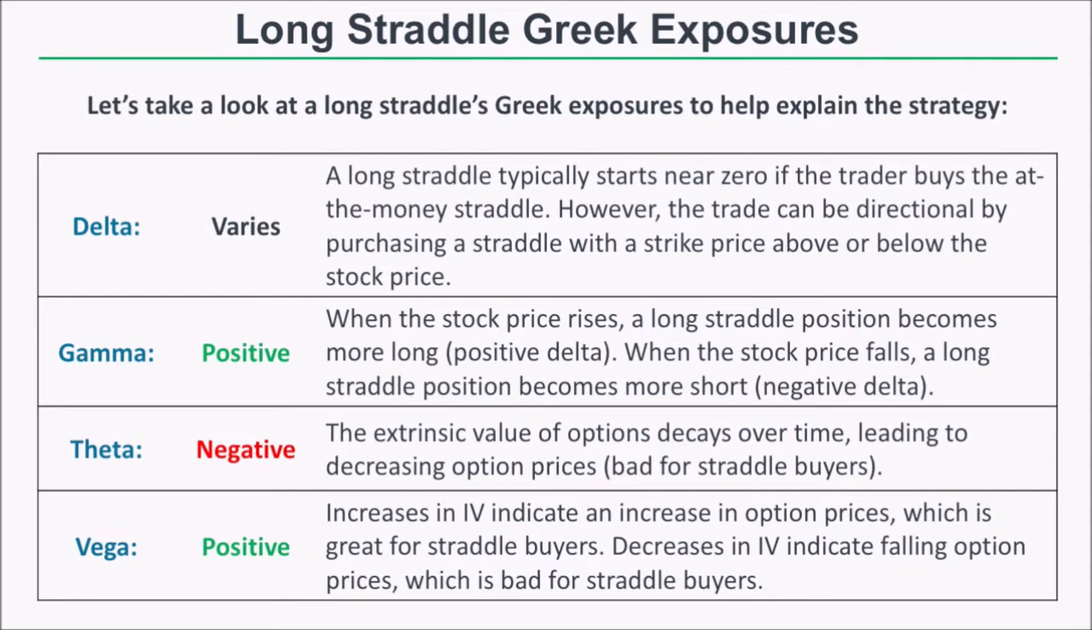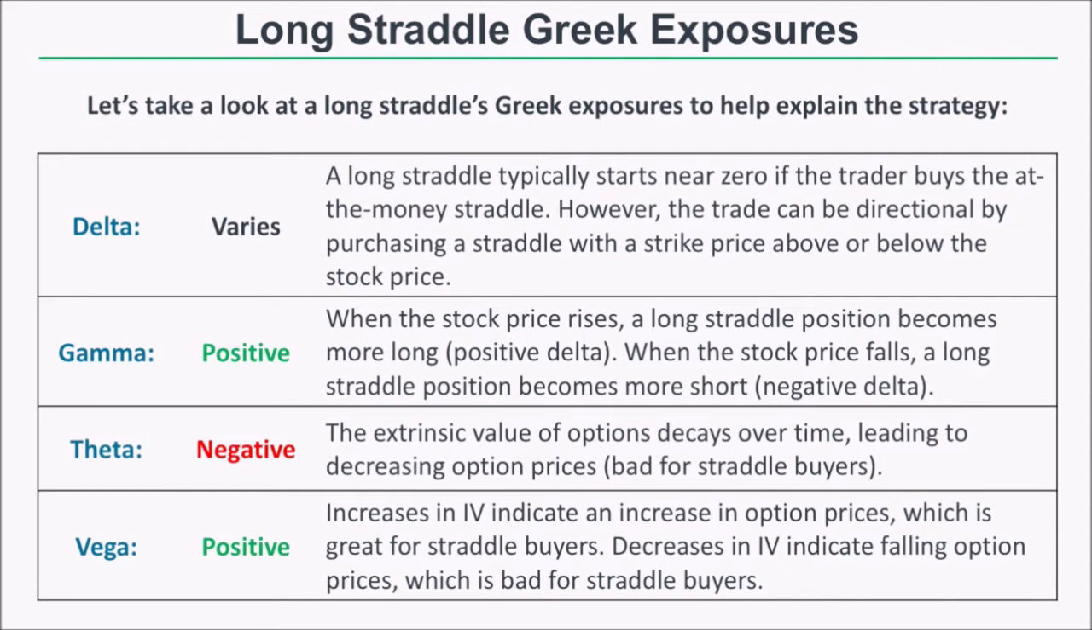However, you can structure a long straddle in a directional manner by purchasing an out-of-the-money strike price. Now that's not very common because generally a long straddle is entered with a market neutral bias and you want the stock price to move significantly away from the strike price that you buy.